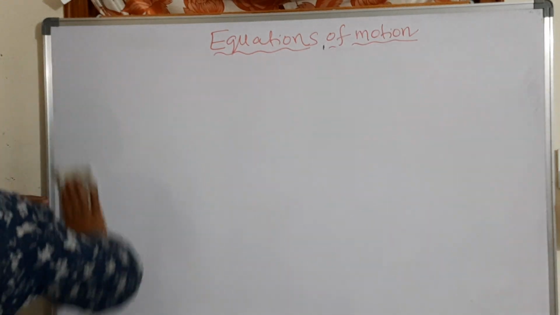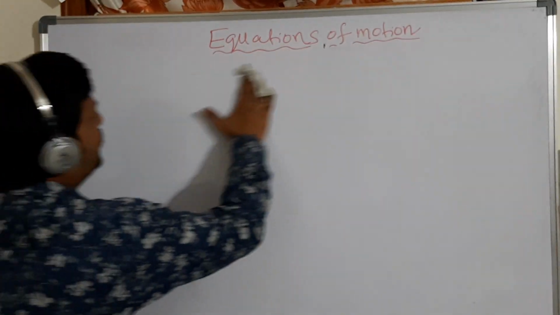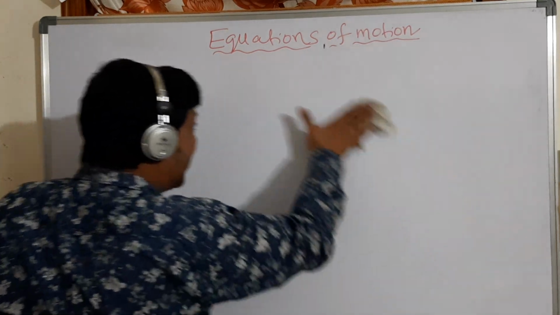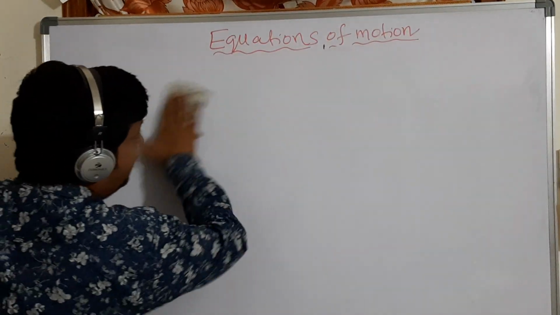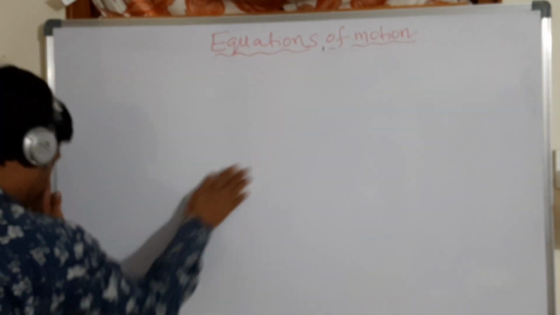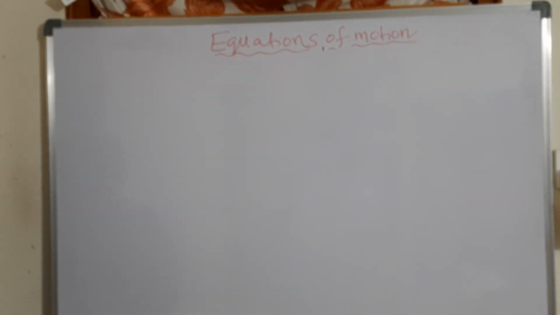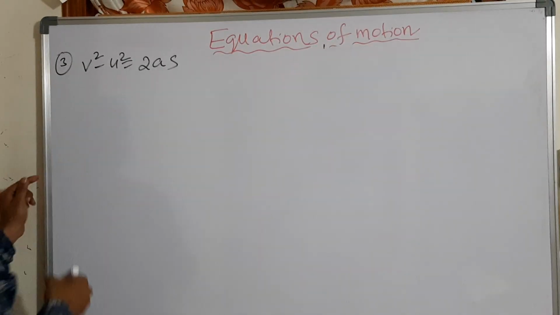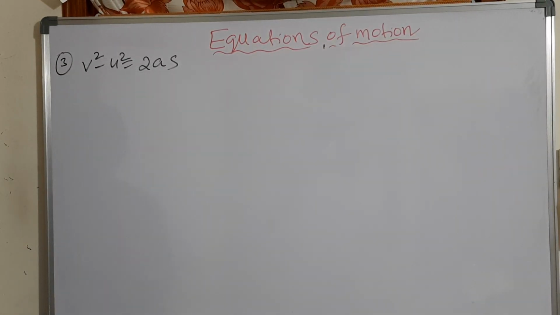But in the third equation of motion, which one is not involved? T. That means eliminate t from the equations. Then it is very easy for us. Now see here, the third equation of motion is v square minus u square equal to 2as. Again here s is involved.